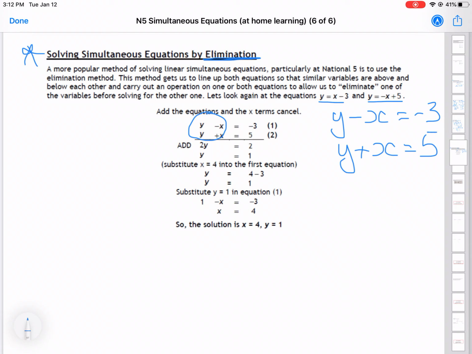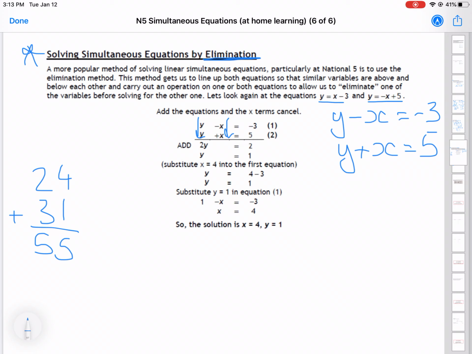Now when we do this, we can then add these two equations together. Once they're in this form, we can add them together, and we do this by adding them the same as you would an addition sum. Okay, so if I had to do, for instance, 24 add 31, you would add them in columns. We do the same here. We add those two together, which gives us 2y.